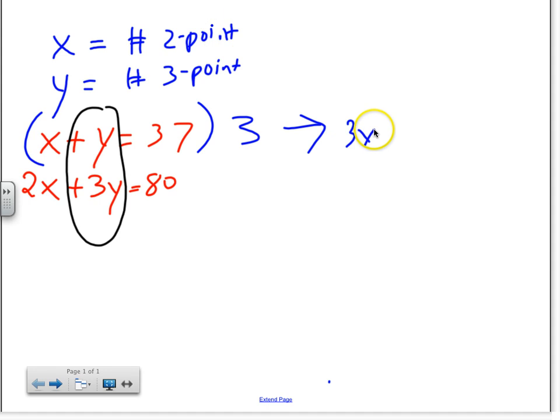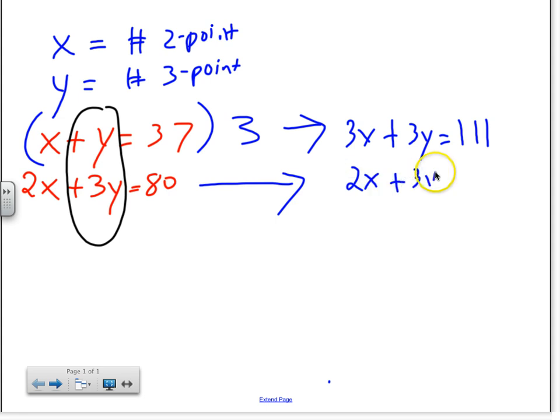3x plus 3y plus 3y equals 81. Equals 81, you said? I don't think so. Or it's 117. No, come on. 111. 111. Okay, and then I'm going to shift this over because I don't need to modify anything. So it's going to be 2x plus 3y equals 80.